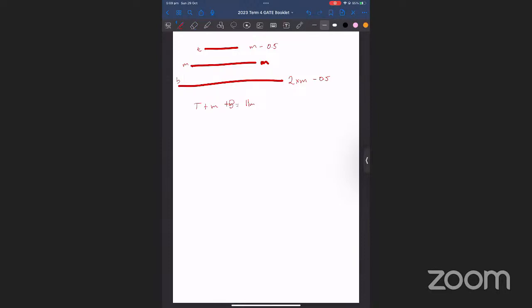Now, in the question, it says that the top is the same as the middle shelf minus 0.5. It also says that the bottom is 2 times the middle shelf minus 0.5. And now we just need to figure out what the middle shelf is. So how do we do it? Well, we take away these two variables. We take away the t and we take away the m. And I'll show you how we do it.